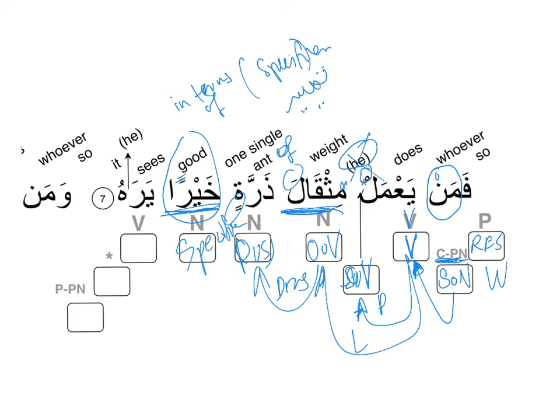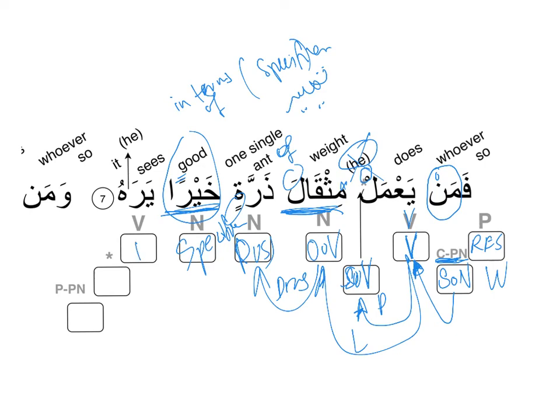It answers the question of in terms of what. Okay, so whoever does a deed that is the weight of even a single atom, in terms of what? In terms of goodness. Yarahu, he would see it. Okay, so whatever you do, whatever small thing you do in this world, you would see it in the hereafter. That's one meaning of how you can translate this verse.